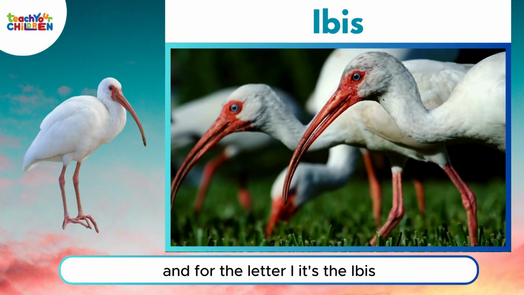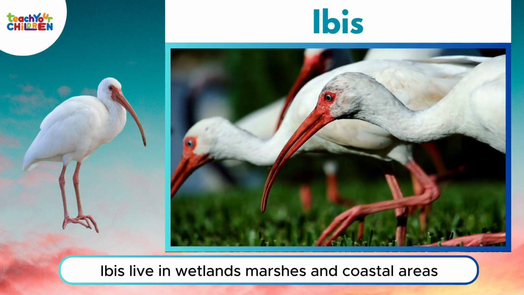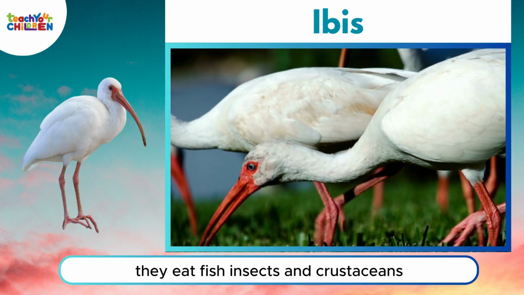And for the letter I, it's the ibis. Ibis live in wetlands, marshes, and coastal areas. They eat fish, insects, and crustaceans.